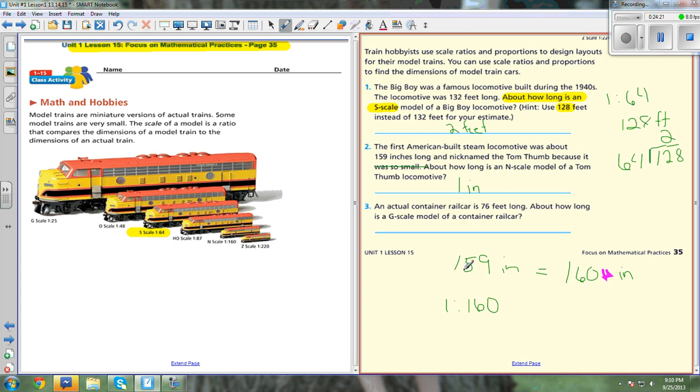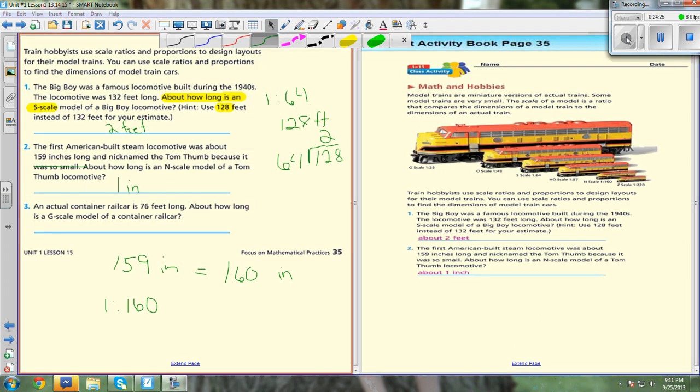Okay, let's do number 3. I hope you copied number 1 and number 2 and showed your work. All right, let's look at number 3. An actual container rail car is 76 feet long. About how long is a G-scale model of a container rail car? So we know that it's 76 feet. And then let's go back.